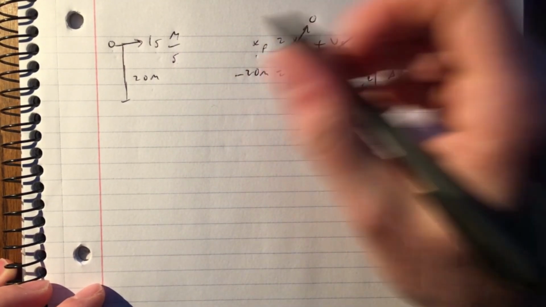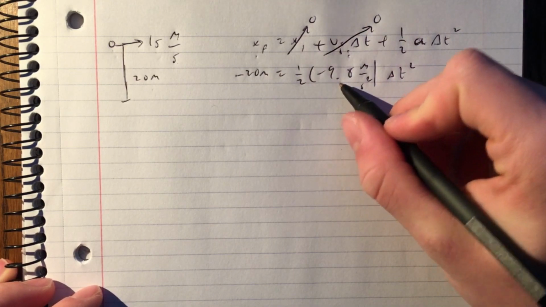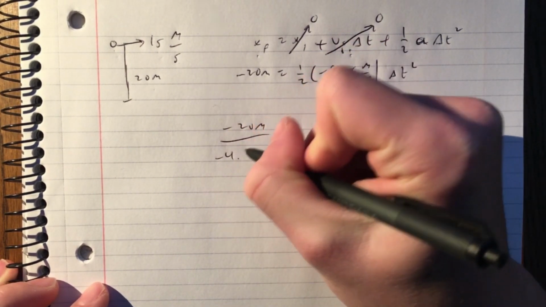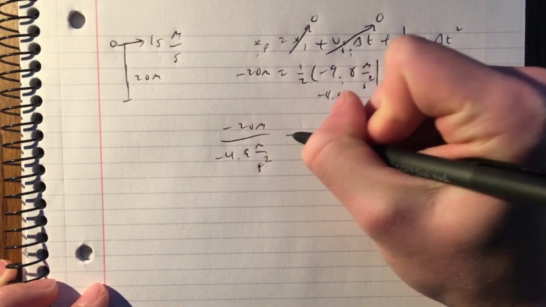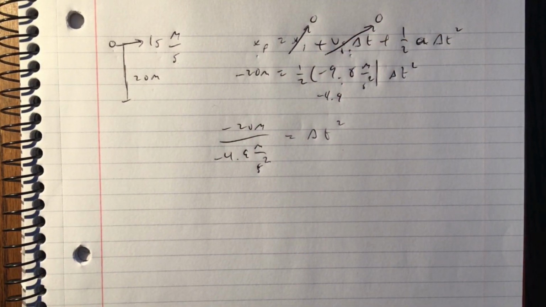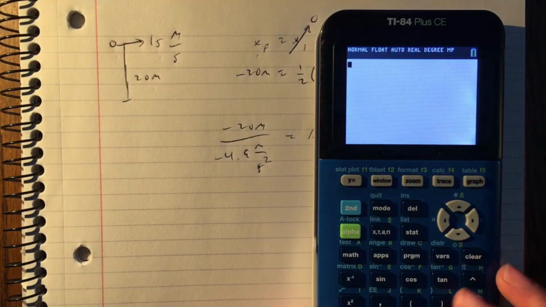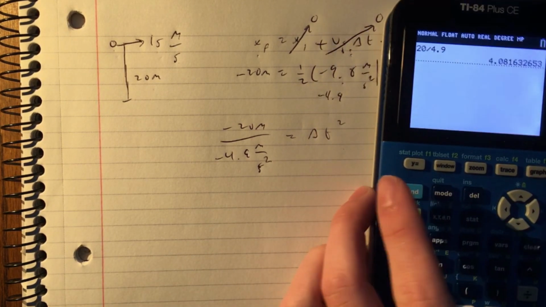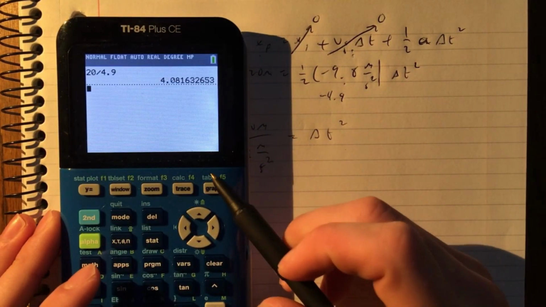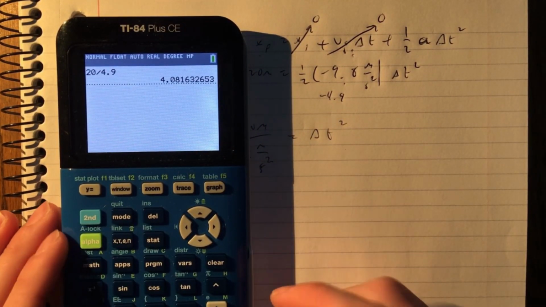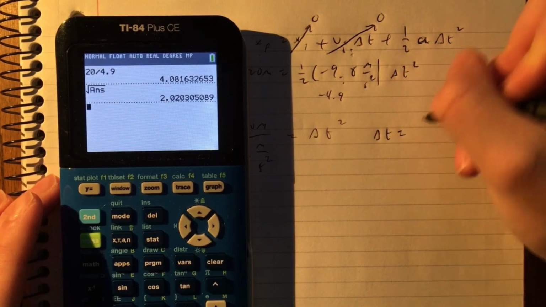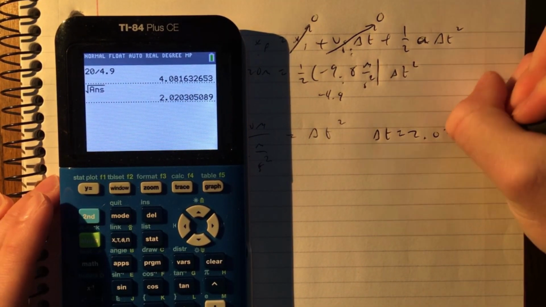So now 1/2 times -9.8 is -4.9. So -20 meters divided by -4.9 meters per second squared equals change in time squared. So now let's just find -20 divided by -4.9, which is just going to be the same as 20 divided by 4.9. You'll get a positive result. And so we get that change in time squared equals 4.08. So we can just take the square root of this. I'll just take it directly from the calculator here. So we get the change in time equals 2.02 seconds.